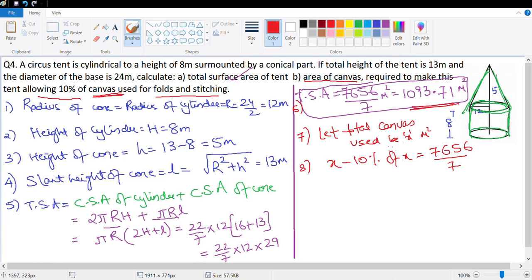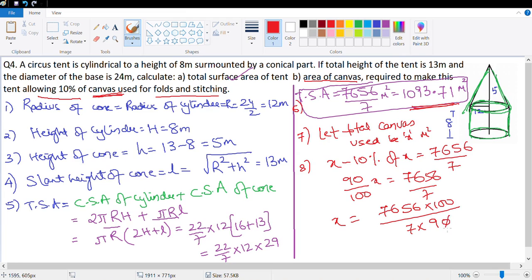So this would become 90 upon 100 x is equal to 7656 upon 7, which means x would be equal to 7656 into 100 upon 7 into 90, this gets cancelled.